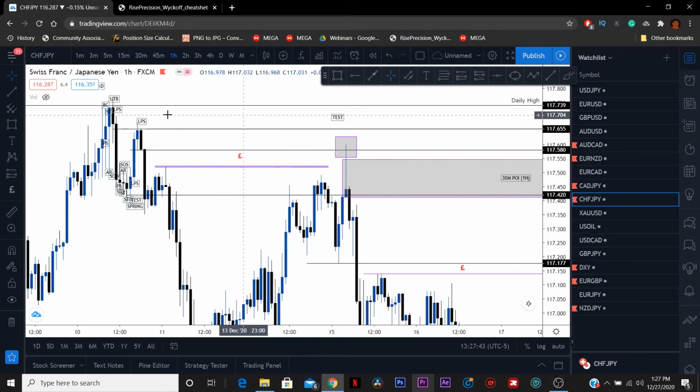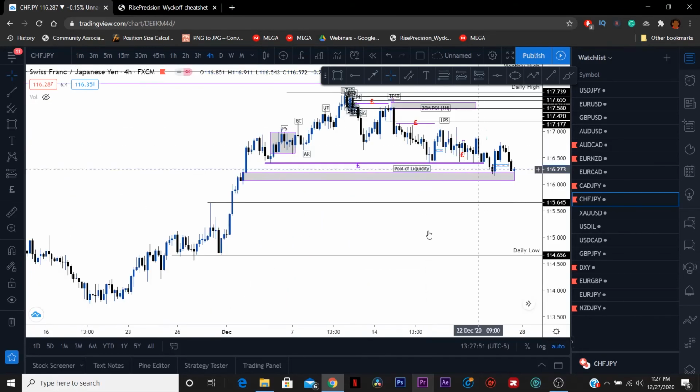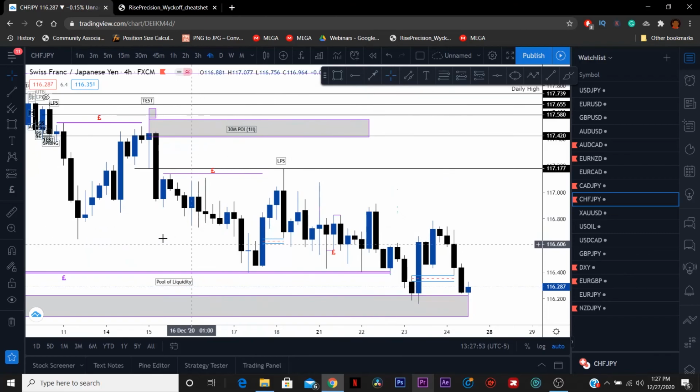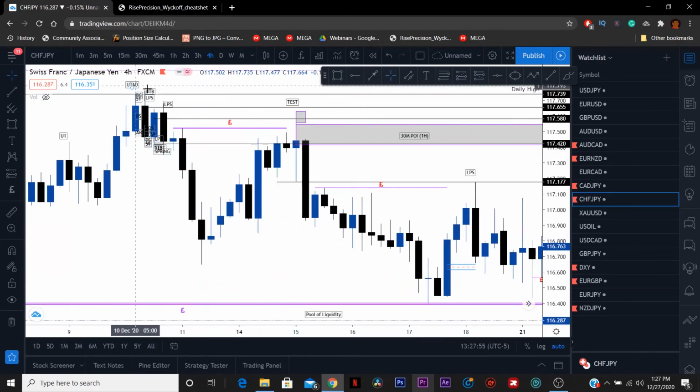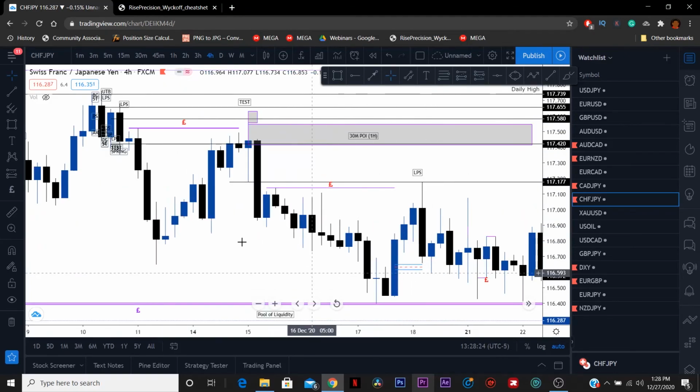So we tested a last point of supply that was on our 15-minute distribution, as well as it acted as a test for our upthrust after distribution on our higher time frame. This right here on a higher time frame, 4 hour, is the distribution we had. This was also the test for our last point of supply here and the test for our UTAD on the higher time frame.